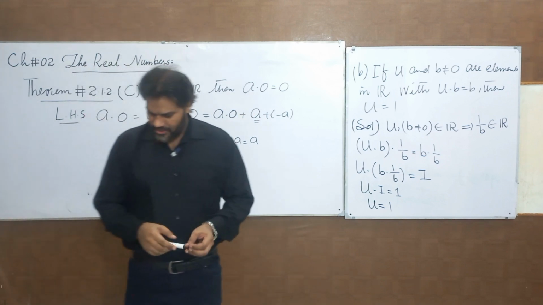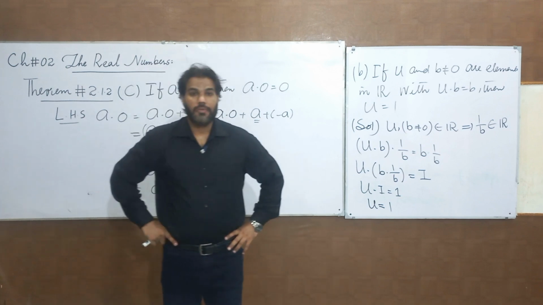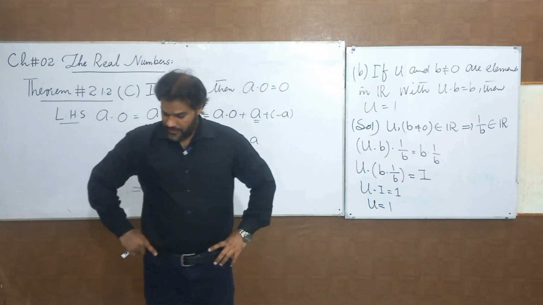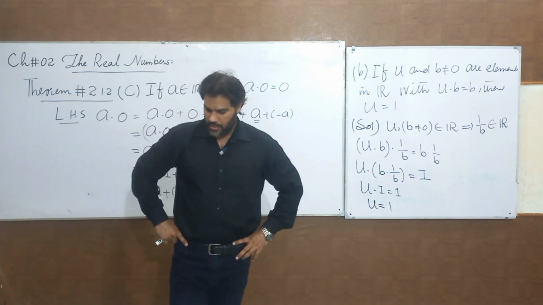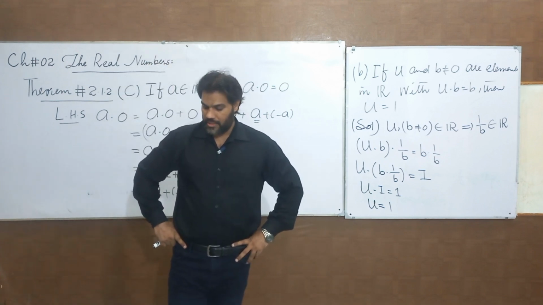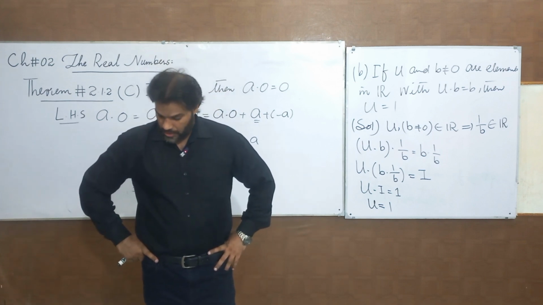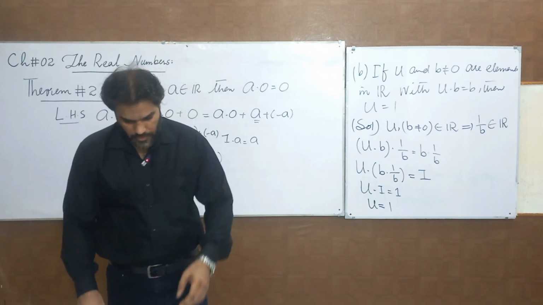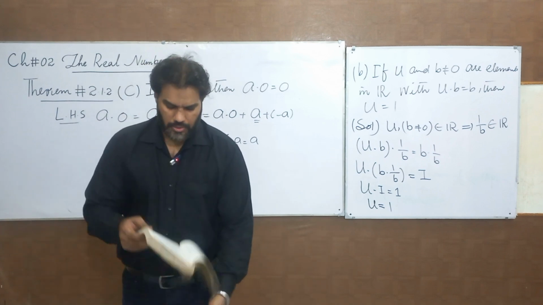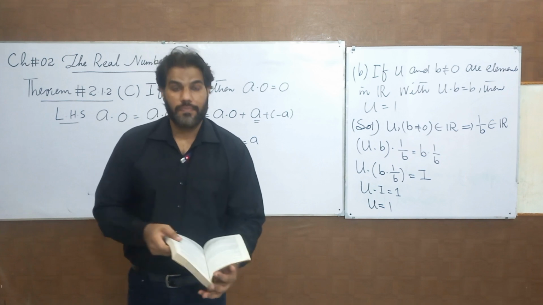Okay. In the next theorem, we will discuss two important properties of multiplication. One is the uniqueness of the reciprocal, and the second one is that the product of two numbers is 0 only when one of them is 0. So this is theorem number 2.1.3.